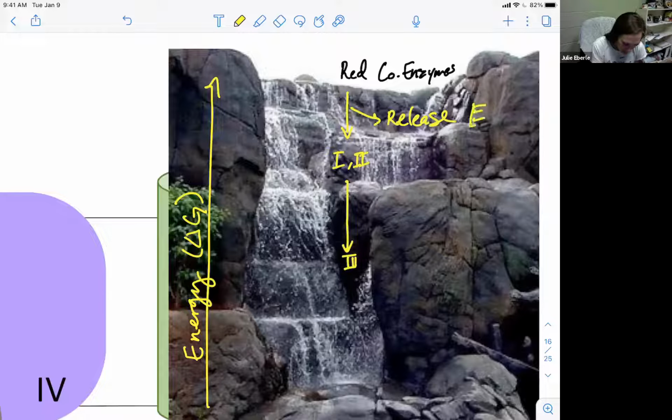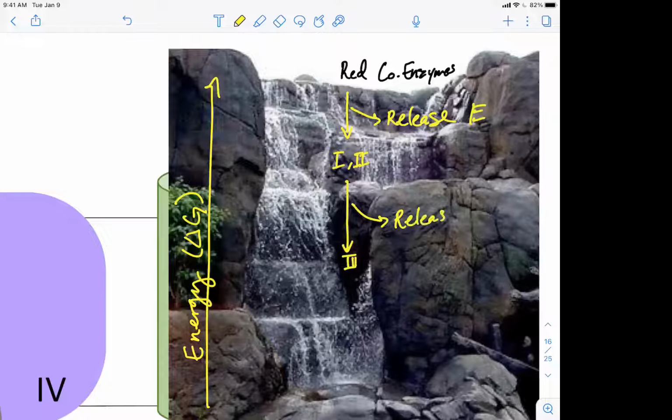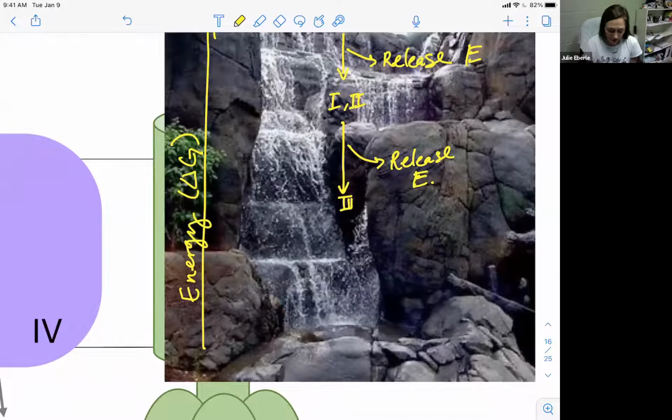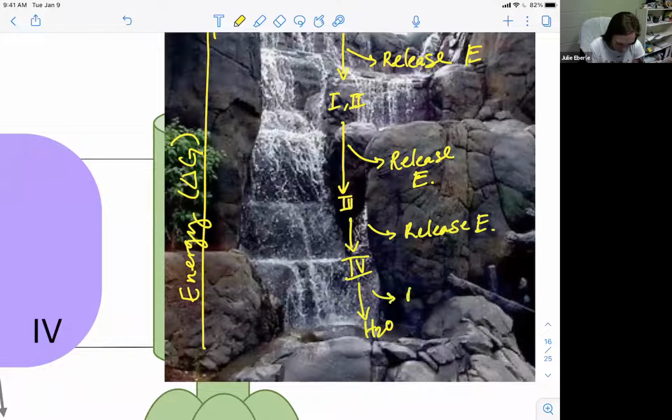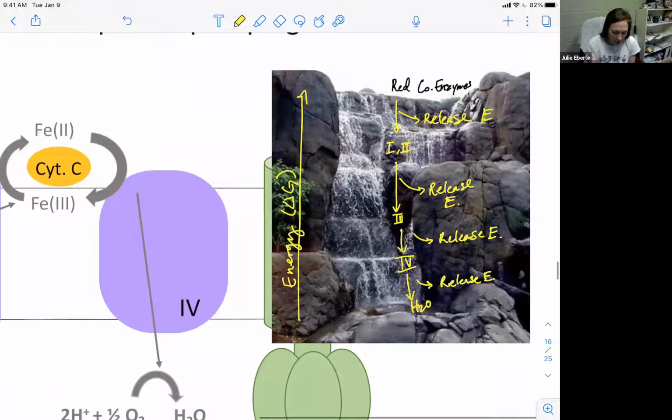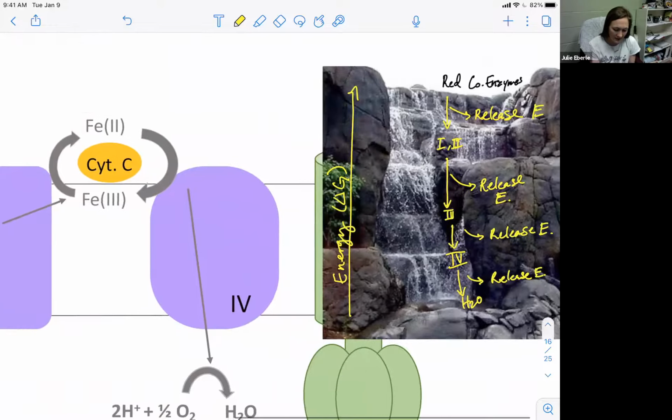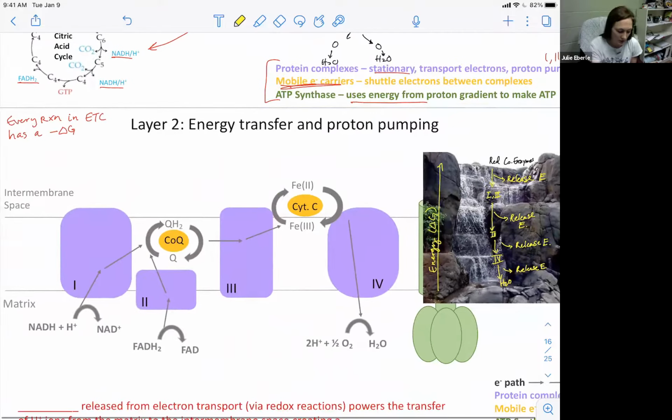Can y'all see the yellow? Yes. And then we're going to drop to the lowest, complex 4, and then to water. Okay, and every step is going to release energy. So as you can imagine it, down this waterfall, it's the same idea through the electron transport chain.